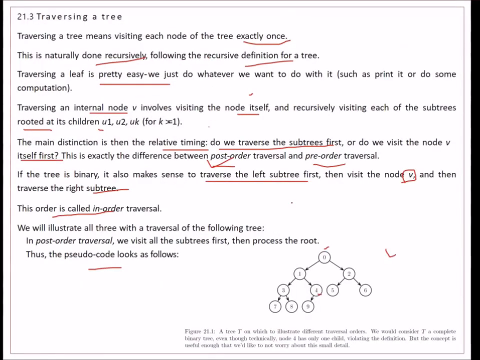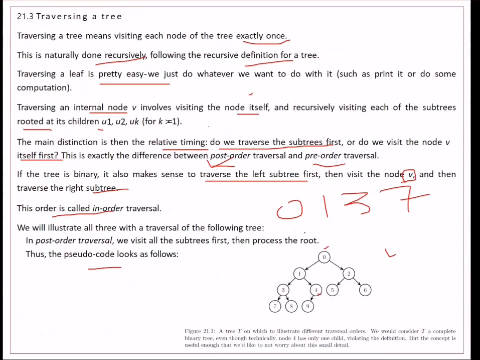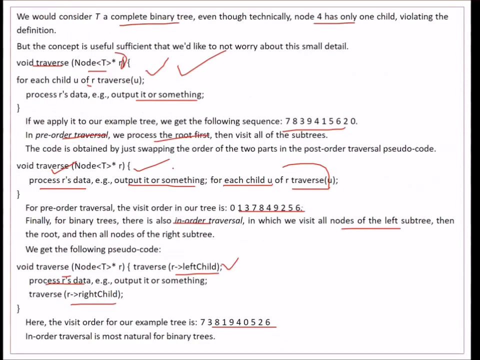So this will be 0137 and 849256. So indeed we are talking about pre-order, and once I tell you, you will know how in-order and post-order are done.